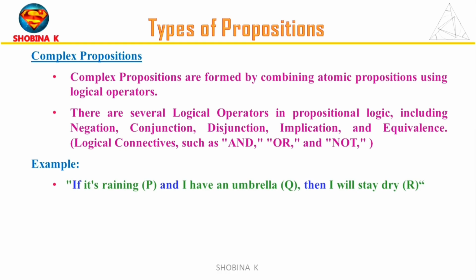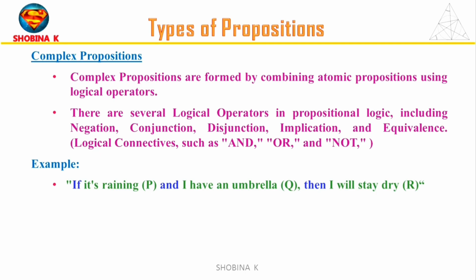You can see this complex proposition combines three simple propositions, that is P, Q, R, using an if-then structure. Let's break it down. Here the variables P, Q and R are placeholders to represent the propositions in the example. P represents the statement, it's raining, Q represents I have an umbrella, and R represents I will stay dry. It's raining is a simple proposition representing the statement about the weather. I have an umbrella is another simple proposition indicating whether you possess an umbrella. I will stay dry is the final simple proposition stating the desired outcome.